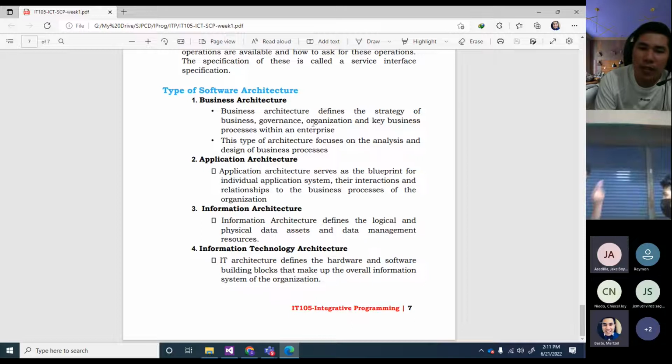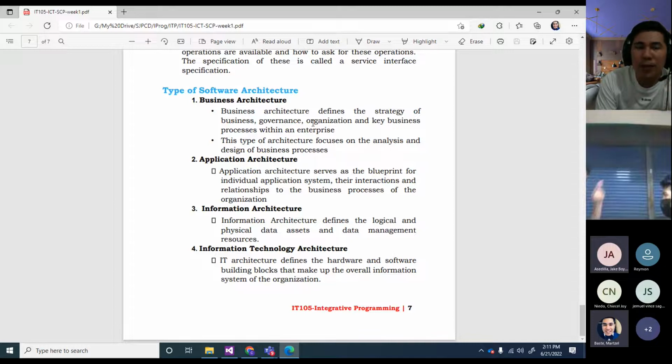This serves as the blueprint for every application which is part of a system, including the interaction and relationships of the business processes and operations within the organization. So that is what we call application architecture.